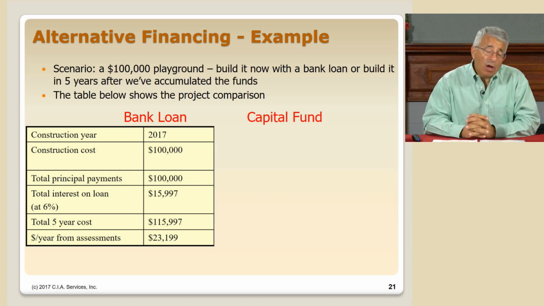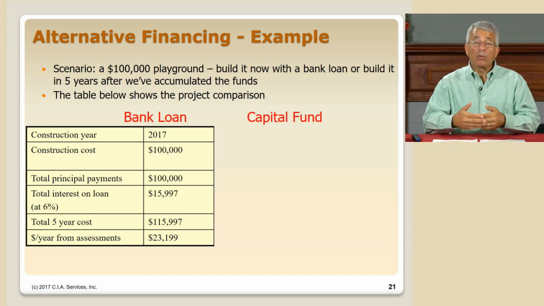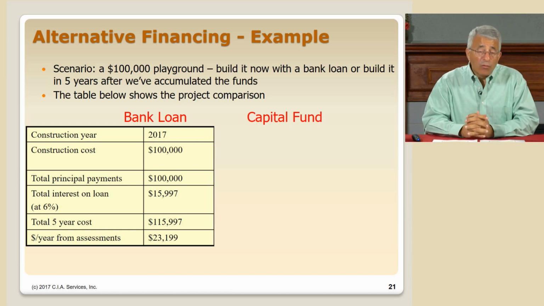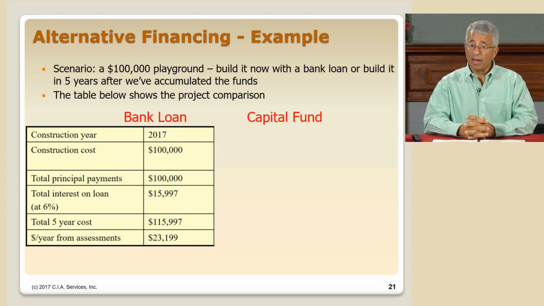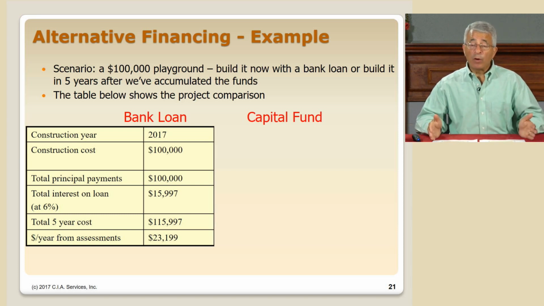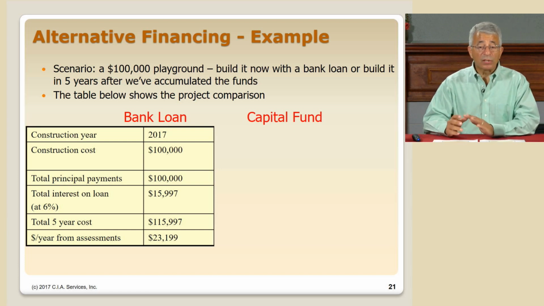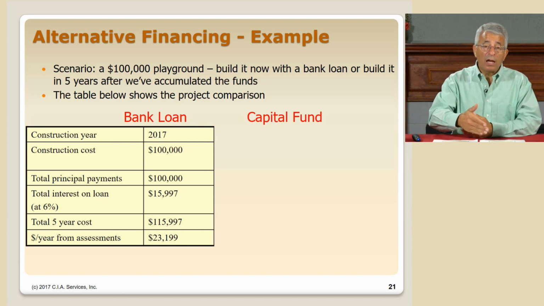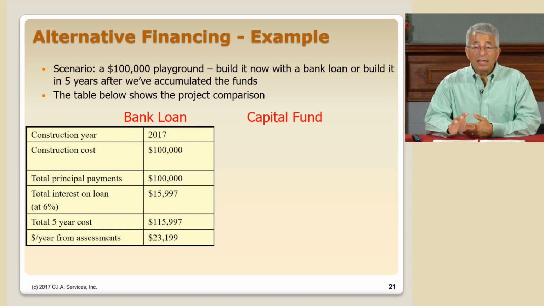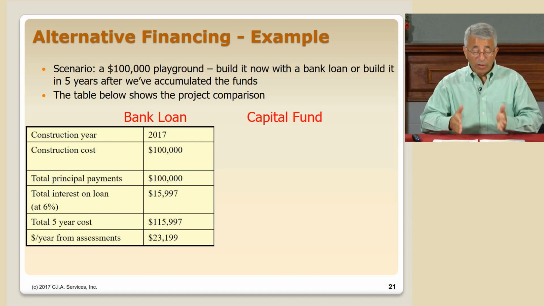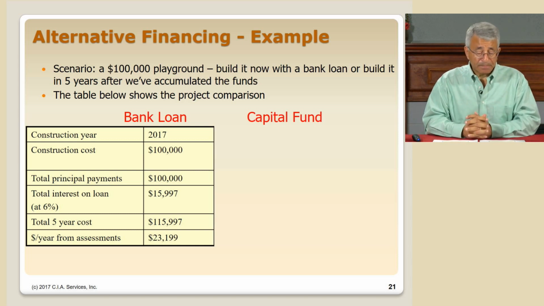Now the bank is also going to want to earn some money. They're going to want to earn some interest on the loan. For this example, I've assumed a 6% interest rate, a 6% fixed loan for 5 years. So over that 5-year period, we would have paid $15,997 in interest. So the total amount we paid was $115,997 over this 5-year period. 60 payments that total up to that.